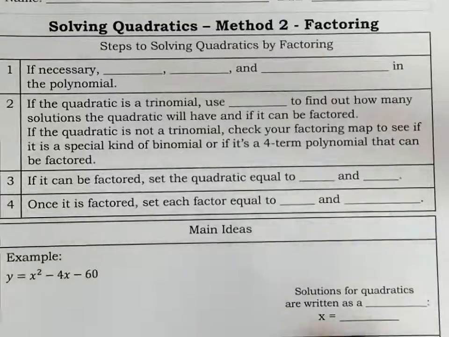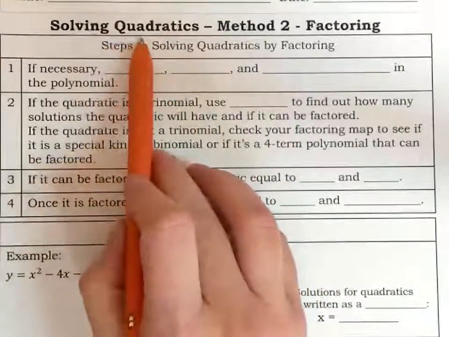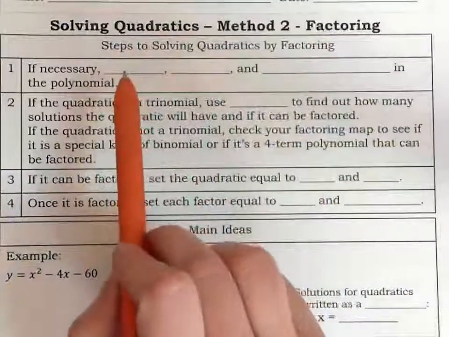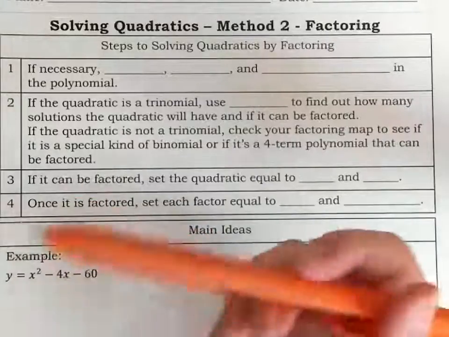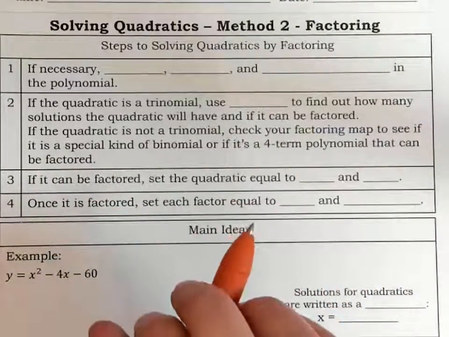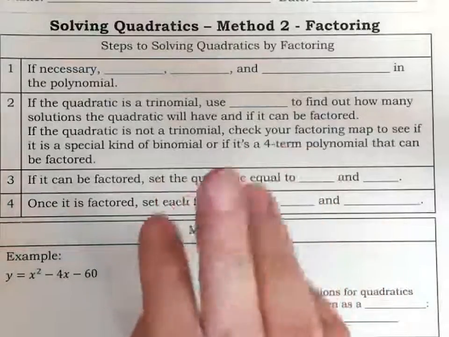Today we're going to start learning the second method of solving quadratics, which is the factoring method. Factoring is what we spent the last unit working on: factoring the different binomials, trinomials, and four-term polynomials. There are three steps that we always start with.